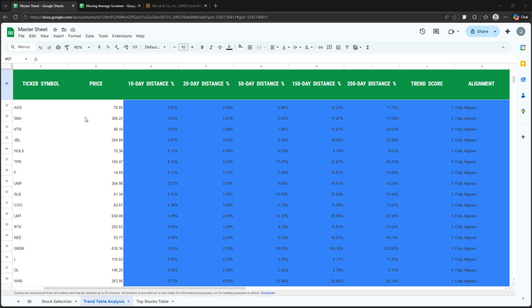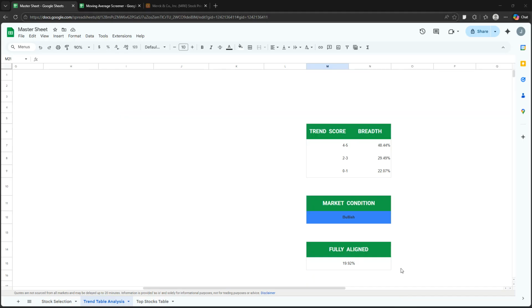We'll compare it to the SPY. But before we do that, all the stocks that rank 4 to 5 out of those 512, there's 48.44%. Trend scores of 2 to 3, 29.49%. Trend scores of 0 to 1, 22.07%. Market condition is bullish because I'm taking this score and using a combination to determine if we have a bullish market, a neutral market, or a bearish market.